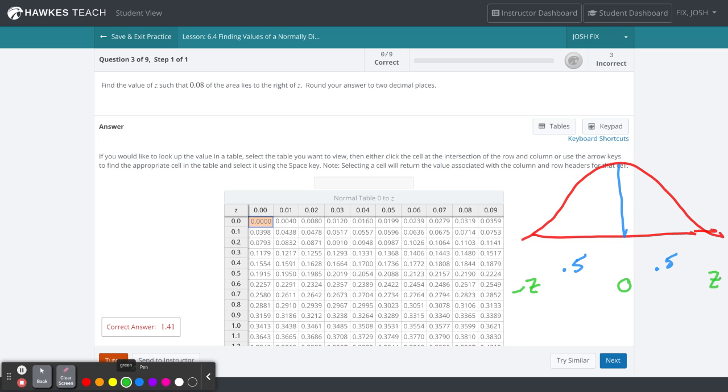Each of those sections, like the section right there, is a half or 50% of the probability, and the upper part is 50%. So this is 50% and that's 50%. Now when we take a look at our particular area, this 0.08, that's going to be this guy right here, because it says to the right.